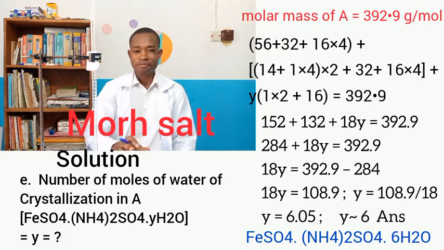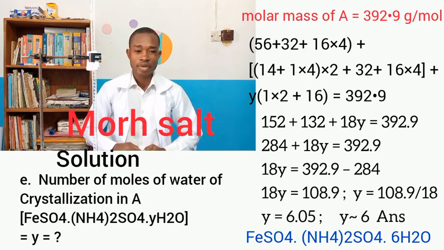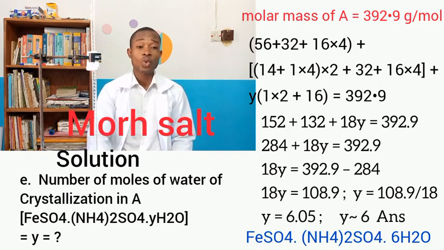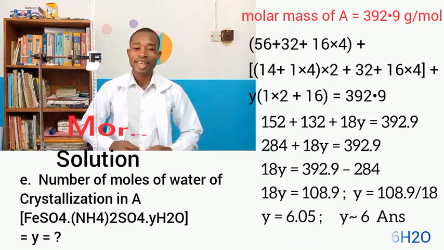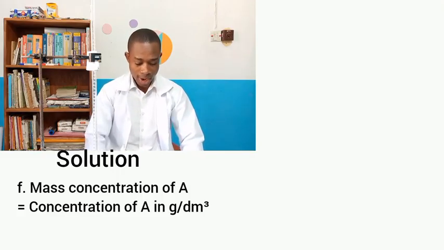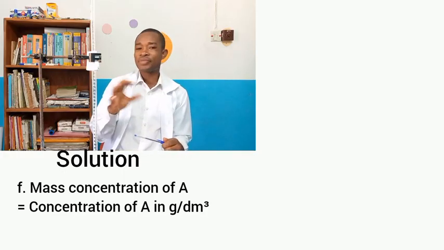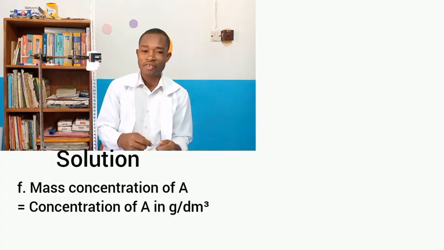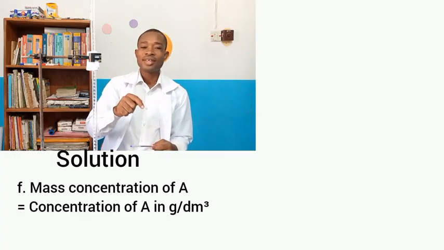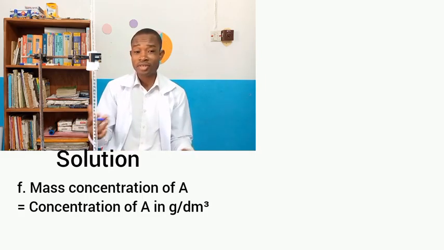Okay, friends, we've done a lot of great jobs here. We are going to conclude this whole titration experiment by looking at the last part of the question, question F, where we are asked to calculate the mass concentration of A. And of course, this I have already obtained along the line. Remember, in part E of the question, to get our number of molecules of water of crystallization, we had to get the mass concentration of A first, because we needed that to solve the molar mass of A. And of course, that has not changed.